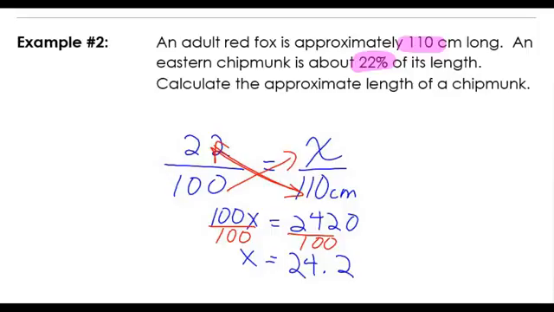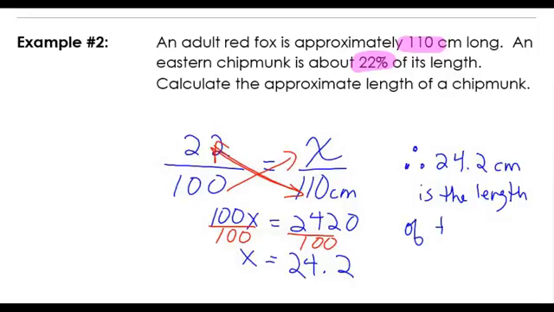I need to remind the reader what that piece of information means. What's its significance? So I write a therefore statement. Therefore, 24.2 centimeters is the length of the eastern chipmunk. Okay, simple enough. Just some sort of statement that lets the reader know that you understand what that answer means in terms of the problem itself.